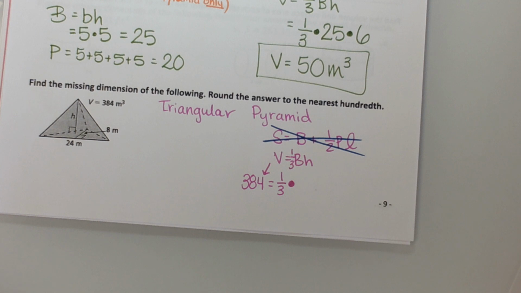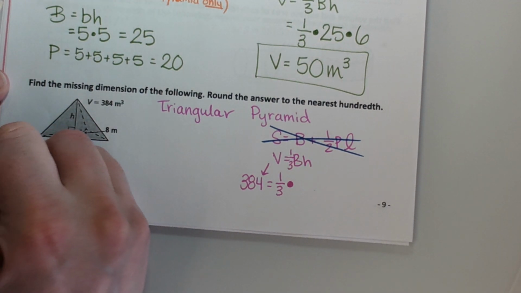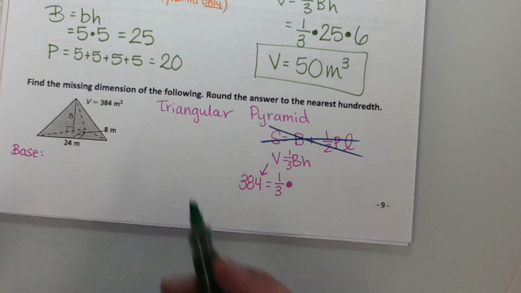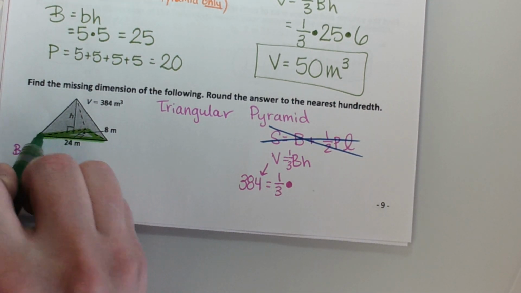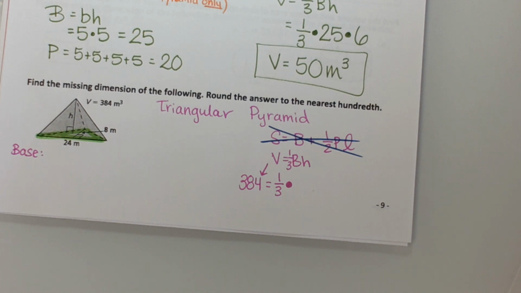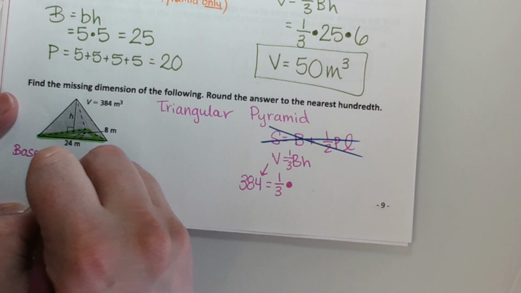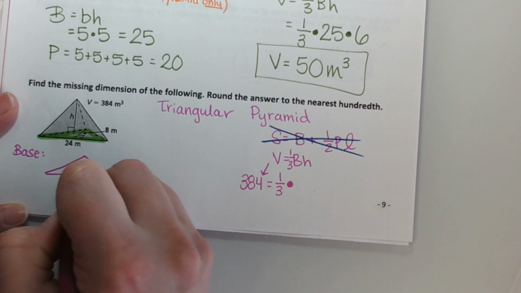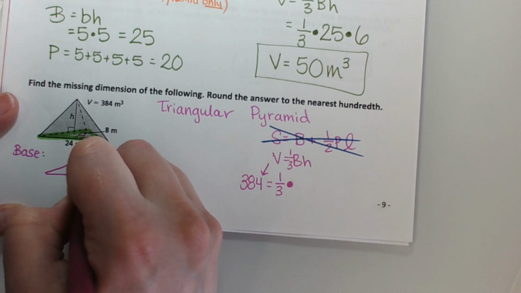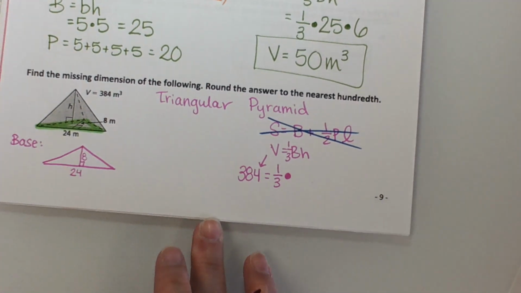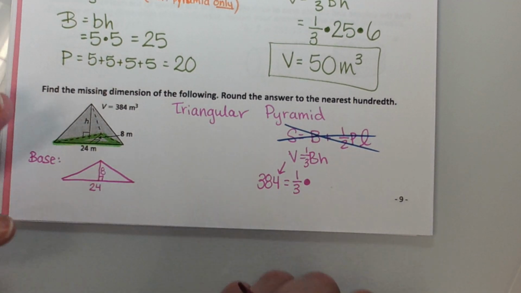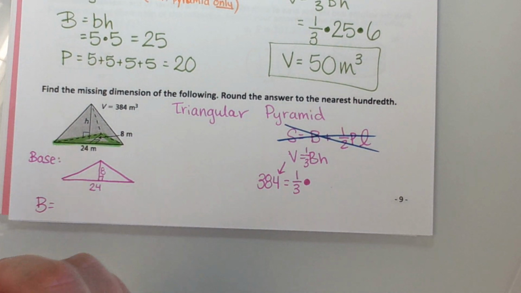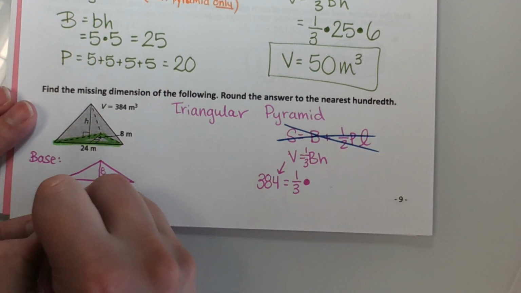Do we know the base area? Can we calculate the base area? Yes, the same way we did before. We pull off the base. The base on this one is a skinny looking triangle. I know that's 24. I know from here to here is 8. How do I find the area of a triangle? One half base times height.